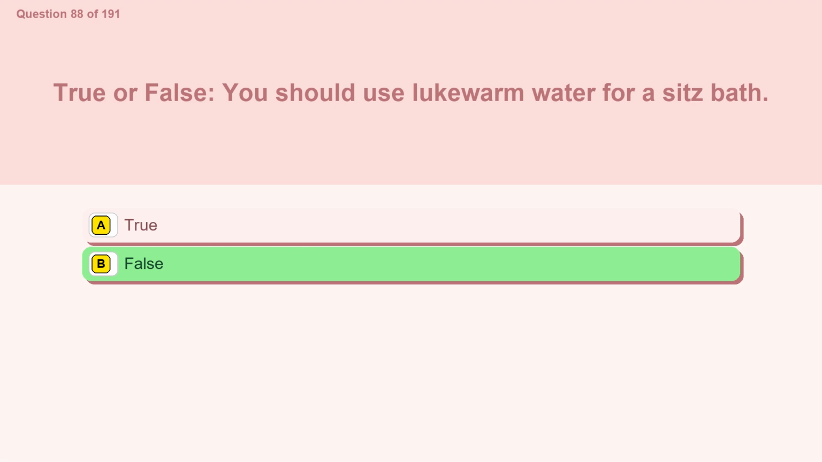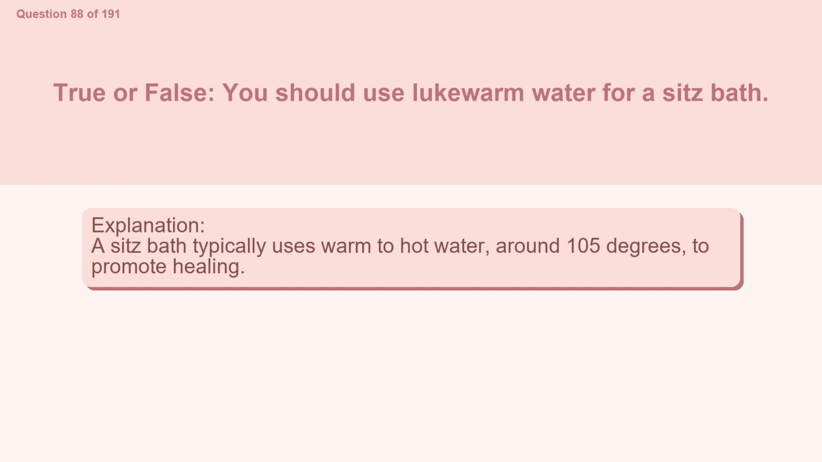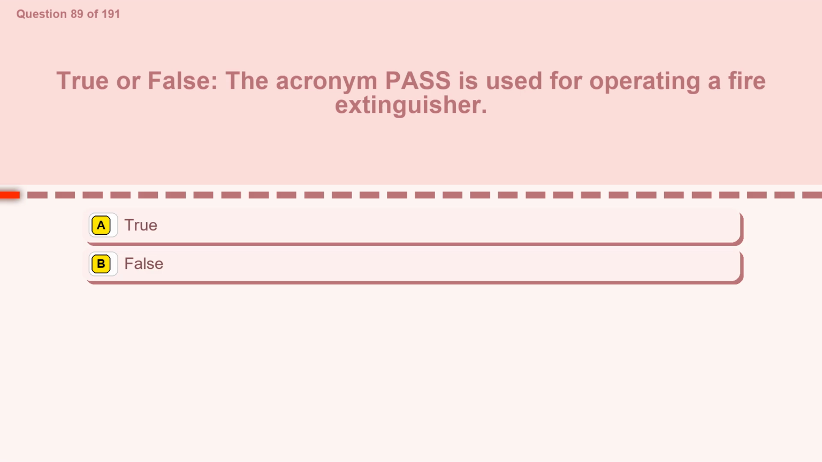The correct answer is option B, false. A sitz bath typically uses warm to hot water, around 105 degrees, to promote healing. Question 89. True or false, the acronym PASS is used for operating a fire extinguisher. Option A, true. Option B, false.